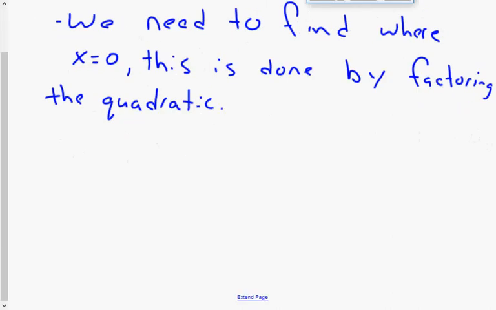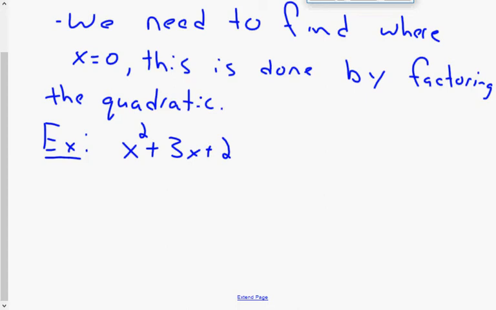Okay, so by factoring, I'm saying the opposite of FOIL, right? Like a real basic example, x squared plus 3x plus 2. Nice quadratic. My a value is plus 1, so I know my graph is opening upwards. My c value is 2, so I know it runs through the y-axis at positive 2.